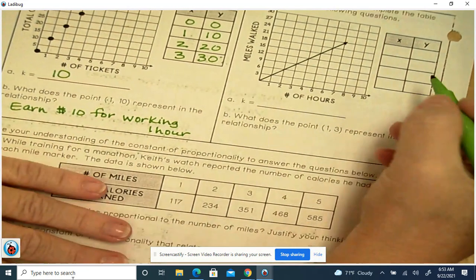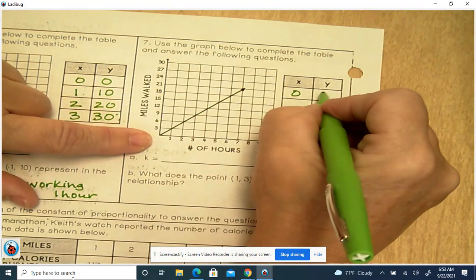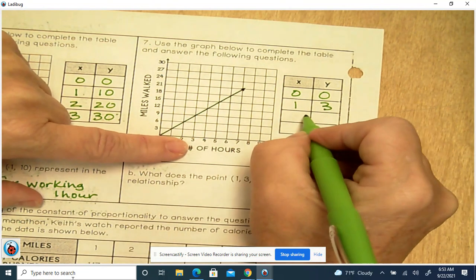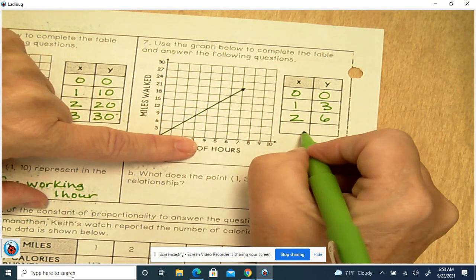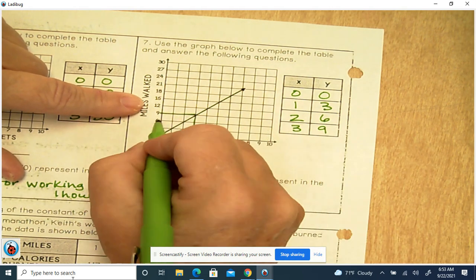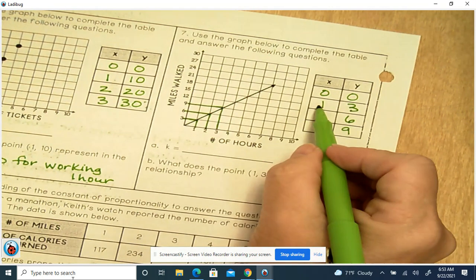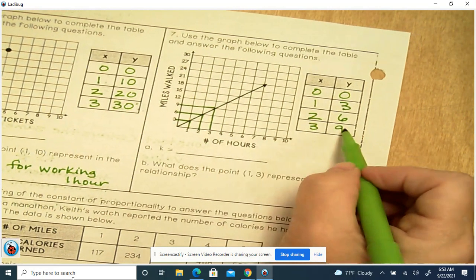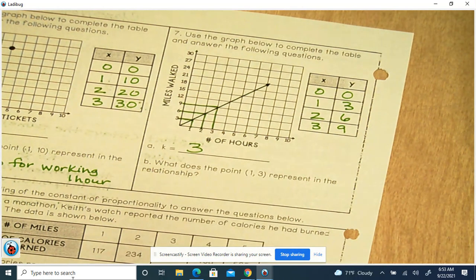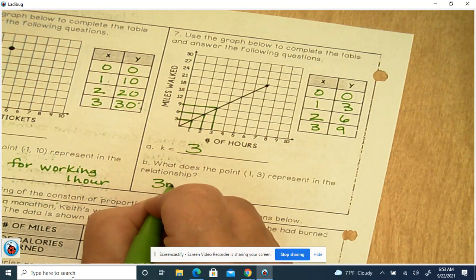Okay, over here we'll do the same. We've got 0, 0. That tells you it's constant when 0, 0. When it's 1, it's 3. When it's 2, it's 6. And when it's 3, it's 9. So let me do this right here so that y'all can see that. If we look at this, 3 divided by 1 is 3, 6 divided by 2 is 3, and 9 divided by 3 is 3. So the constant is 3. And the point (1, 3) represents 3 miles are walked in 1 hour.